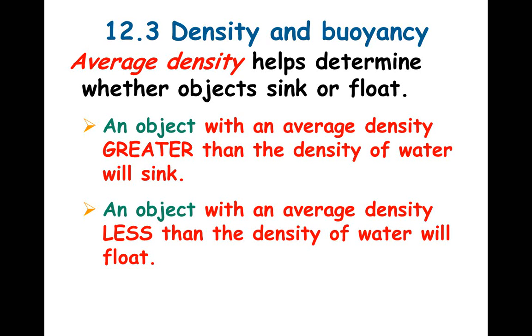It's all about the average density. Average density helps you determine which objects are going to sink and float. Remember, this is a comparison to water, or 1 gram per cubic centimeter. An object with an average density greater than the density of water will sink, and an object with an average density less than the density of water will float.